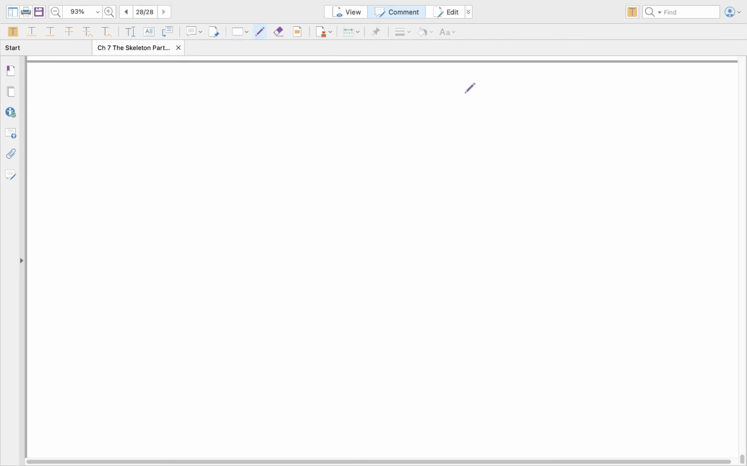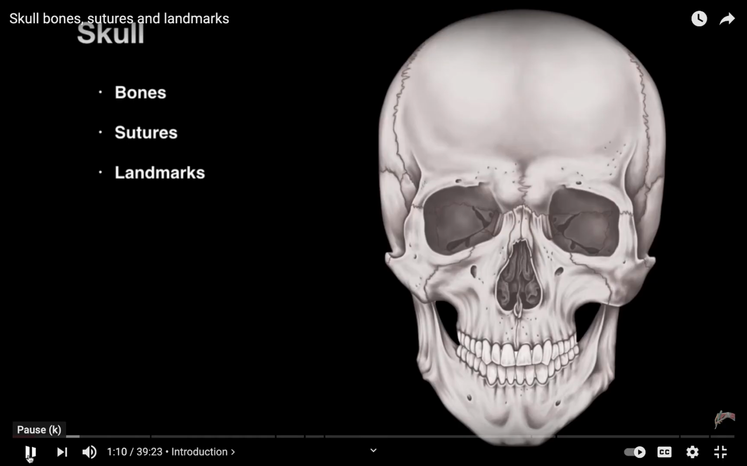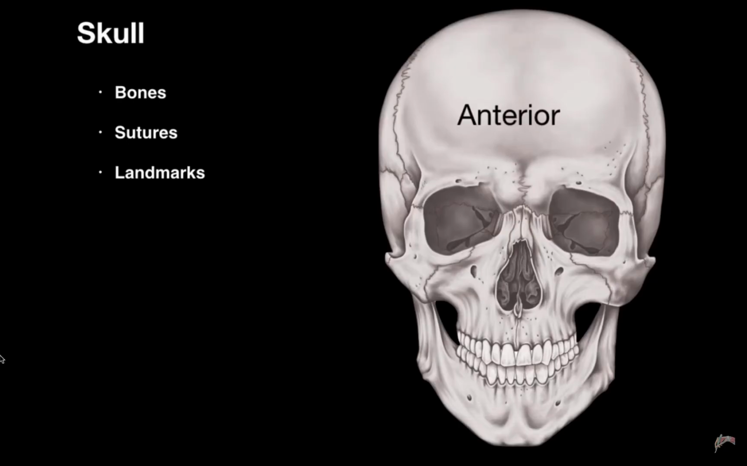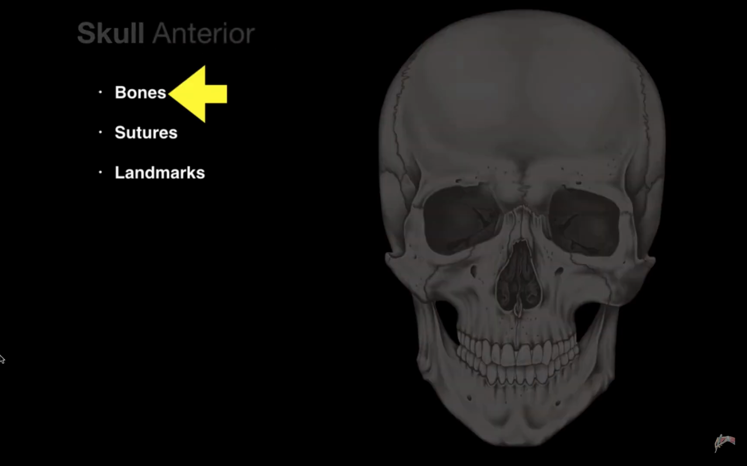Okay, the next part of this lecture, we're going to recap the skull and learn in further detail more about the bones of the skull. So we're going to first do the anterior view of the skull and talk about first the bones.